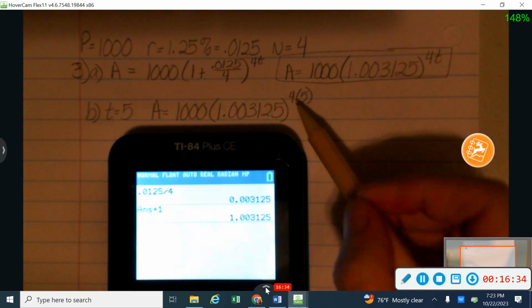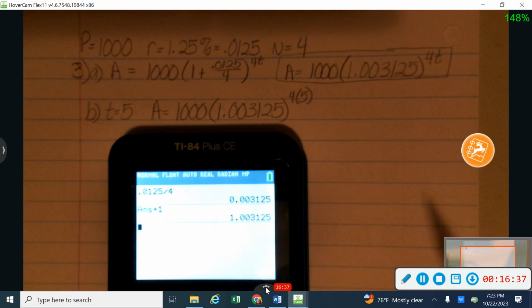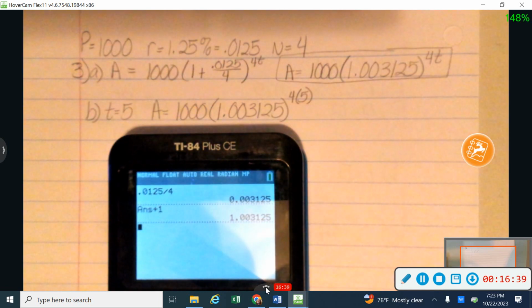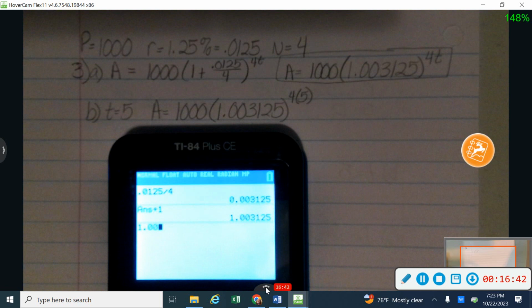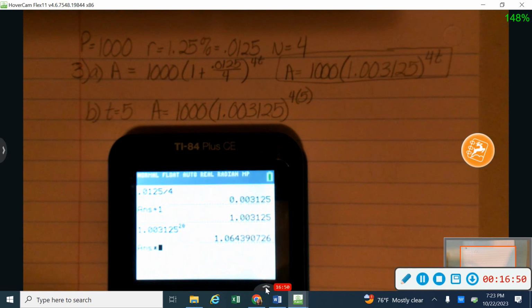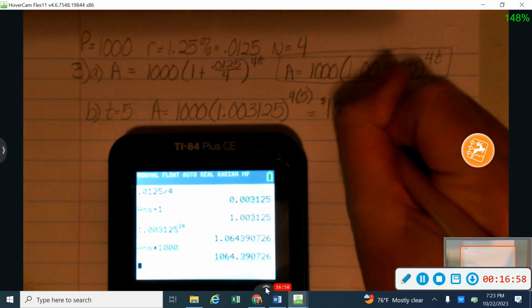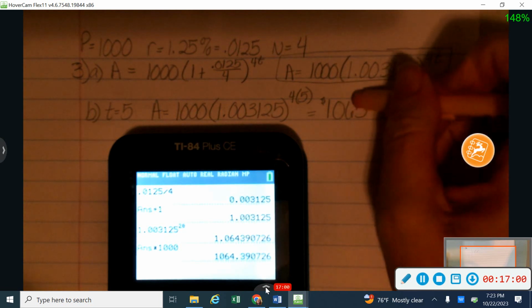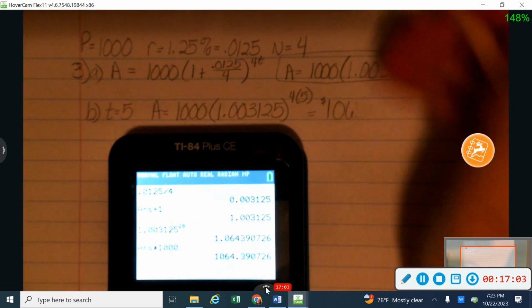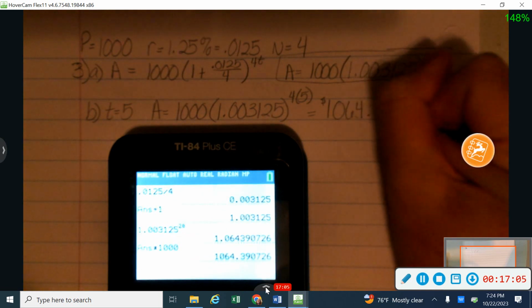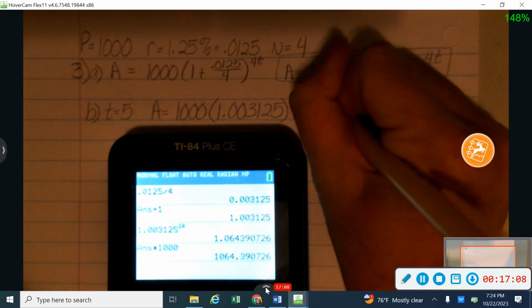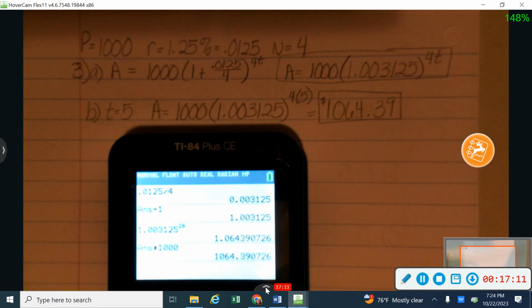Okay, so I'm going to start by raising what's inside my parentheses to my exponent. Make sure you use your order of operations. So exponents are going to go first. That's going to give me 1.003125. I'm going to raise that to the 4 times 5 power, so the 20th power. And then I'm going to multiply that times my $1,000. And there we are right there with $1,064. And again, that's kind of a reasonable amount there to have. $1,064.39. So we'll go ahead and round money off to 2 decimal places.